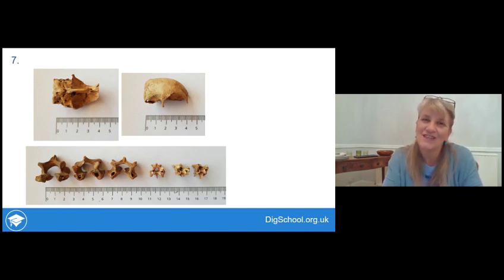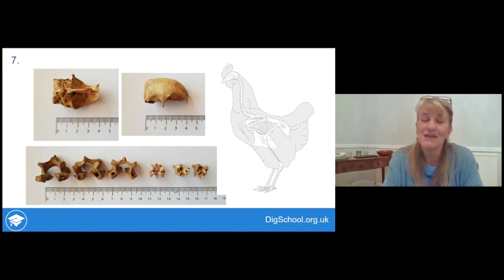Okay, you've had a chance to think about where those are from. So that again is a chicken, but a different bit of the body. So have a think now about which bit of the body you think those bones came from.